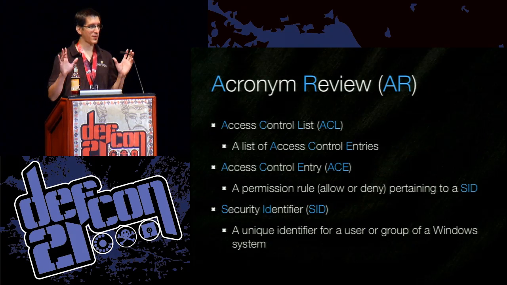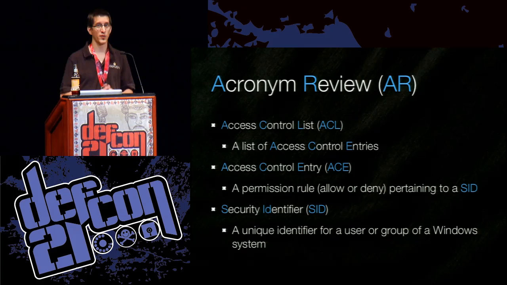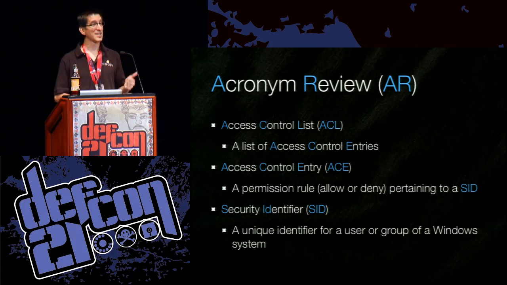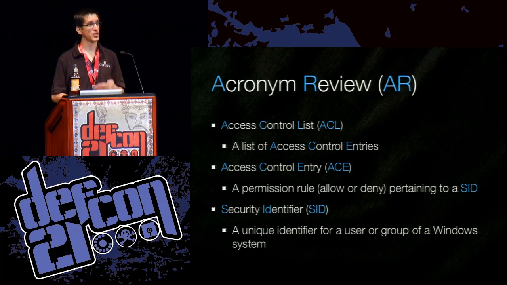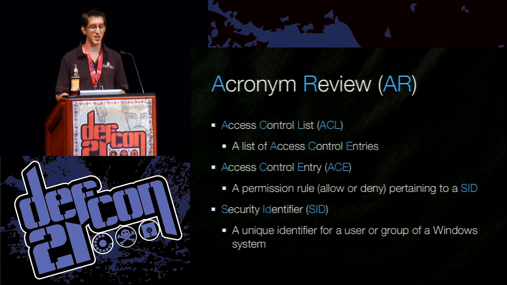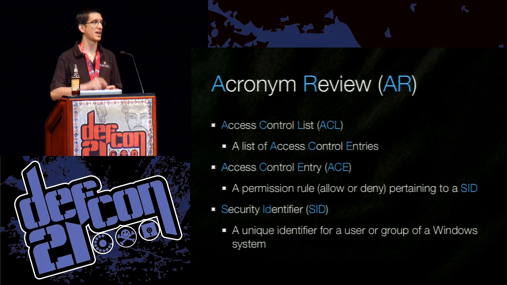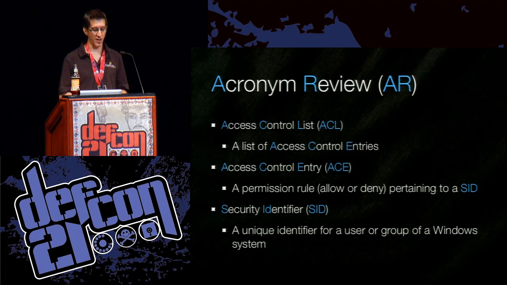All right, we've gone through a lot of acronyms, so let's do some acronym review, or some AR, as I like to call it. There's an access control list, or an ACL. That is a list of access control entries. There's an access control entry, an ACE, which is a permission rule, which says allow these permissions for this SID, or deny these permissions to this SID. And finally, there's the security identifier, the SID. That is a unique identifier for that user or group of a Windows system.